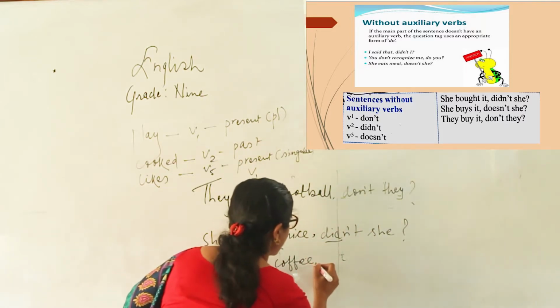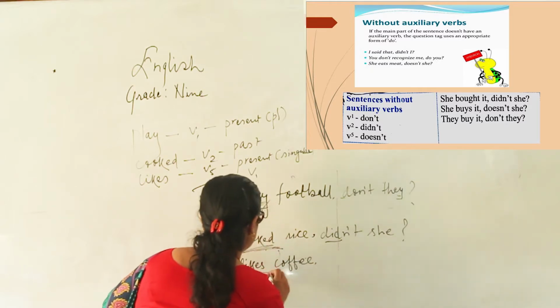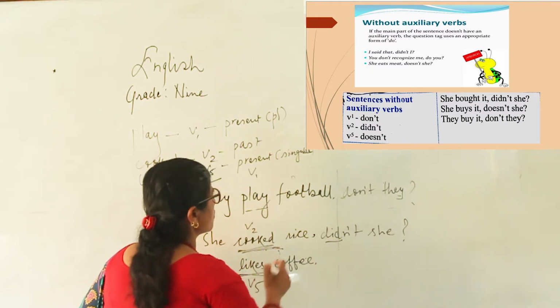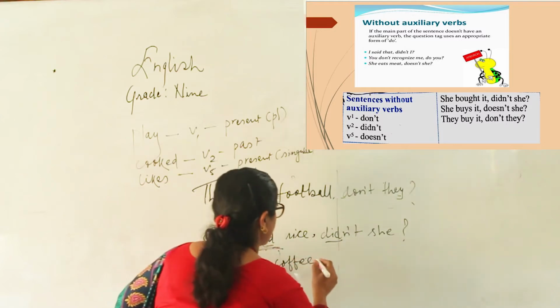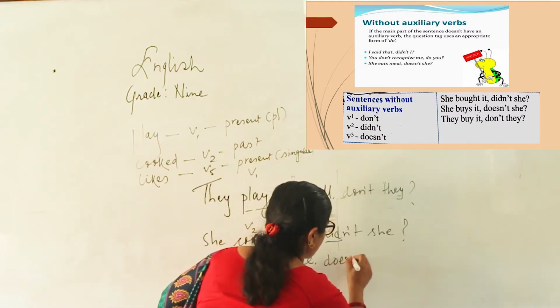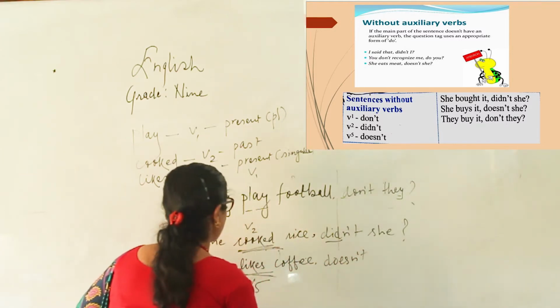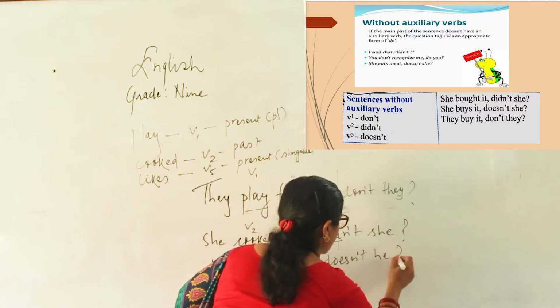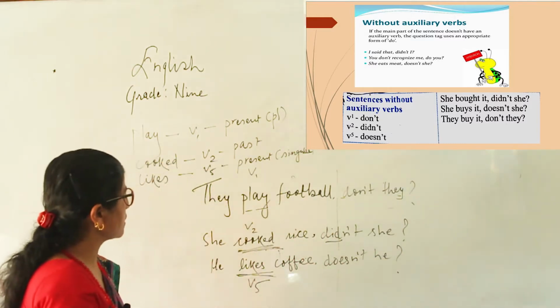And he likes coffee. Here also, likes means this is B5. So for B5, what is used? Does. So does not, doesn't he? What is the subject? He. Okay? Like this we use.